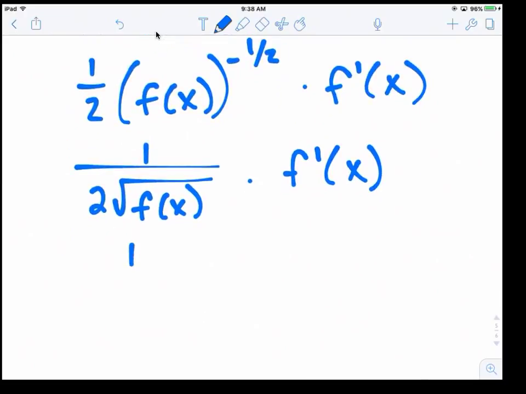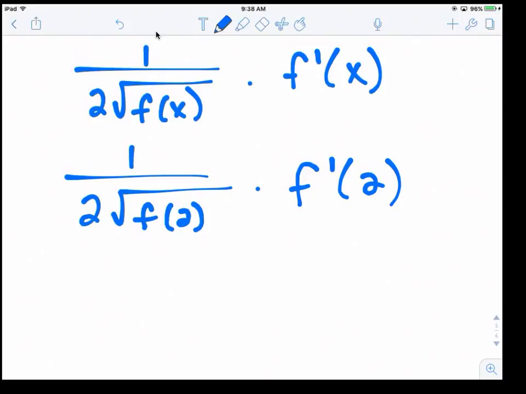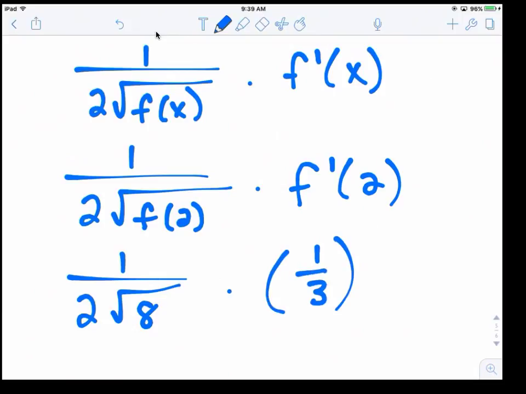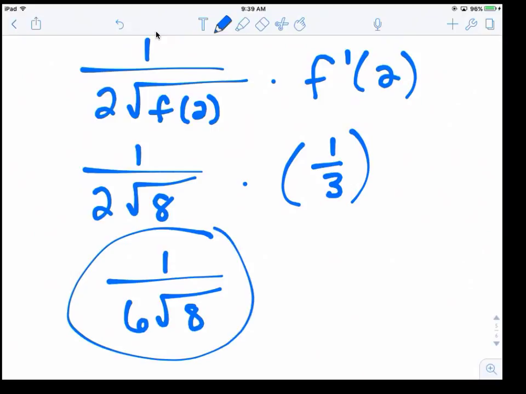So 1/2 square root of f of 2 times f prime of 2. So I know f of 2 is 8. So 1/2 square root of f of 8 times f prime of 2, so my final answer would be 1/6. You could probably simplify that more, but I don't really feel like doing that.